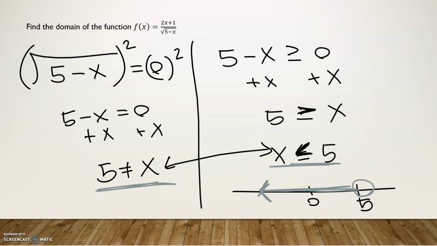Okay, so combining those, what we really have for our domain is x can be less than 5, but it can't be equal to 5. Okay, so x can be less than 5. So in interval notation, it can start out at negative infinity and go up to 5, but not including 5.